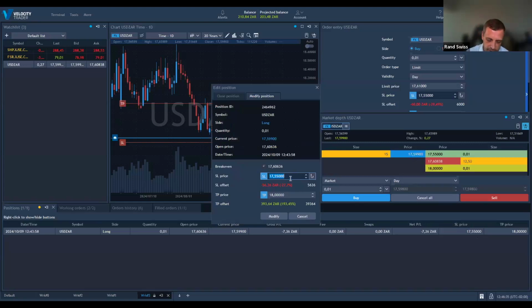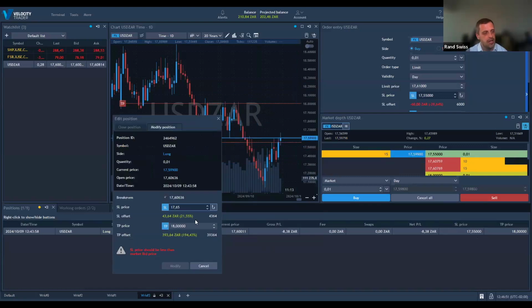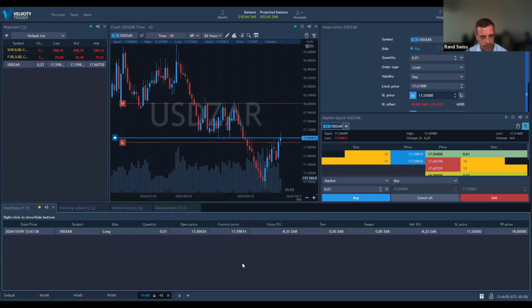So let's say the trade went in my favor. We're now at 1765 to 1770. So then I change my stop loss to 1765, and then I lock in my profit. Of course, it's not going to allow me to do that now because we're not at 1765, so I can't do that now. But that's just how you can amend your order and lock in some profits.